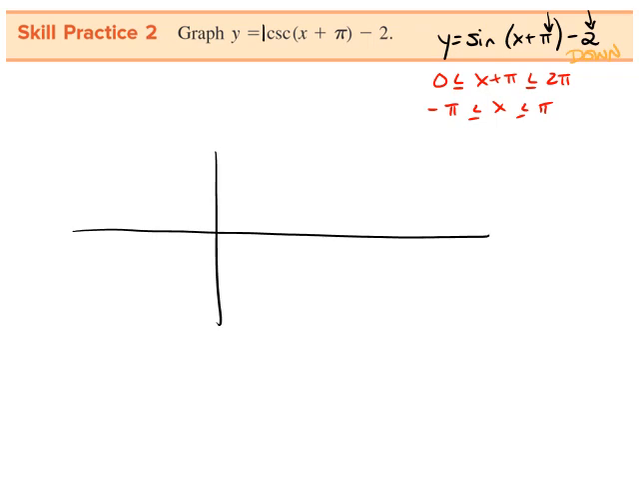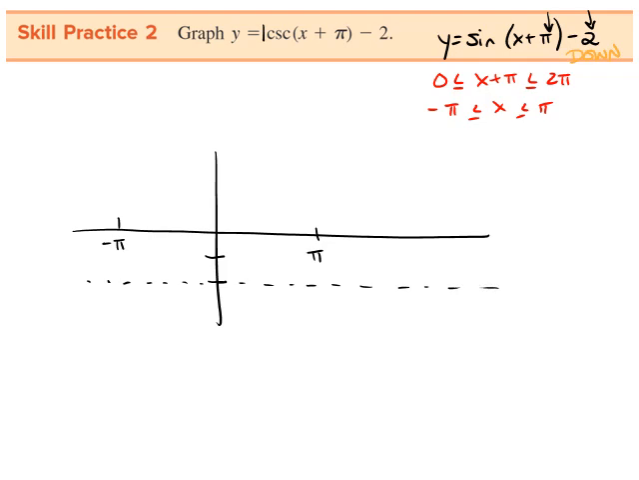So I'm going to start over here at negative pi, and then pi will be over here. So I can see that halfway between is 0. So that's helpful. I do need to shift my baseline. So my baseline will become this.